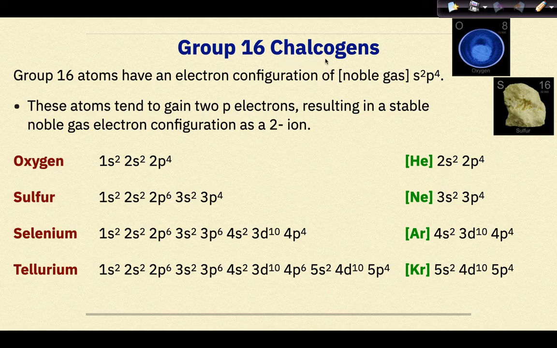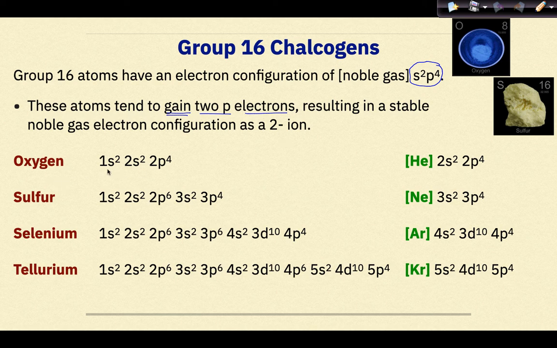Group 16, the chalcogens. Group 16 atoms have an electron configuration of noble gas in brackets, s2p4, for a total of 6 valence electrons that are involved in bonding. These atoms tend to gain 2 p electrons, resulting in a stable noble gas electron configuration as a 2- ion.